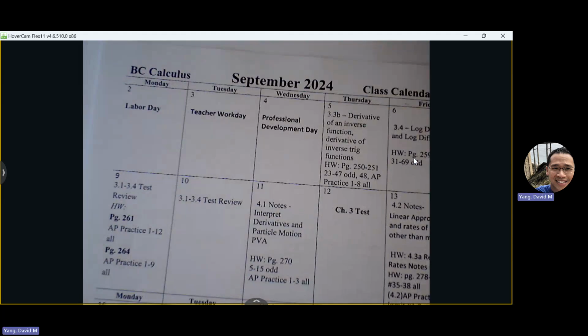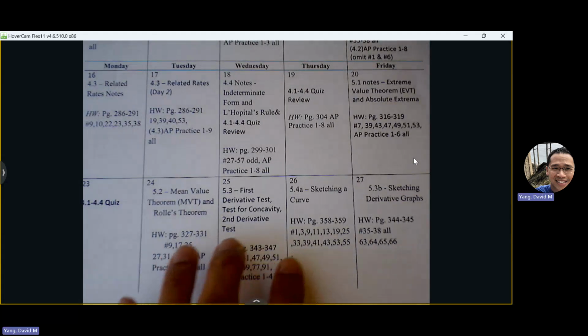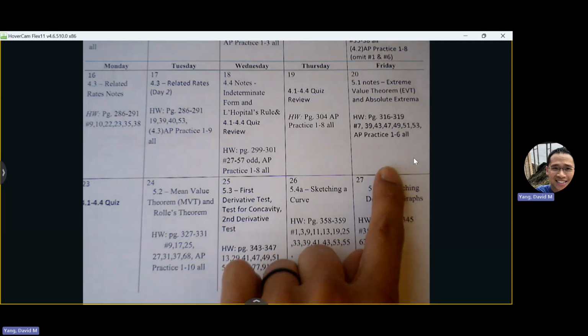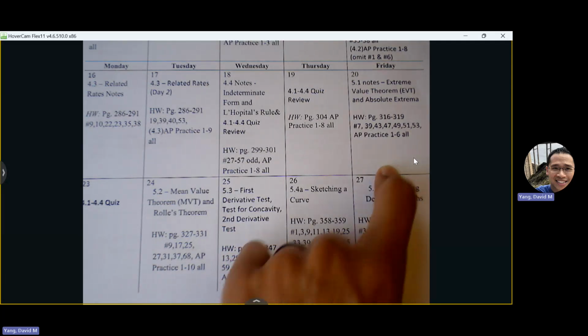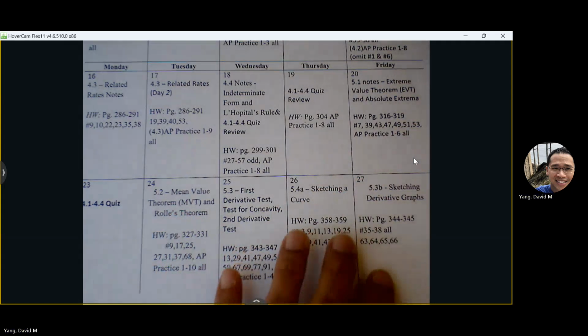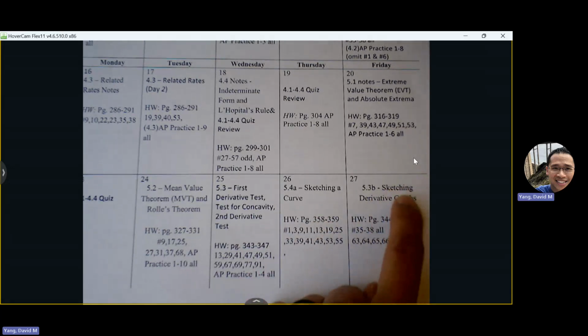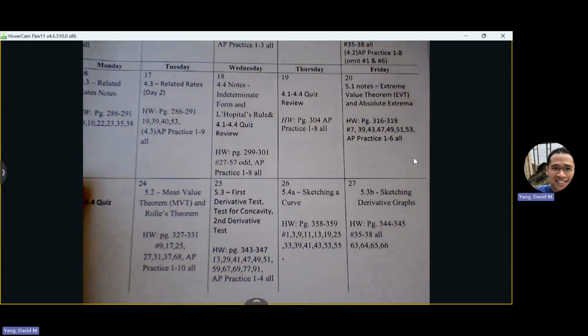So our calendar: after the quiz on Monday, we'll do the rest of the theorems that we haven't seen yet. So extreme value theorem, Rolle's theorem, mean value theorem, those are the big ones. And we're going to have to look at a derivative graph and be able to interpret it. That's a big part of the AP exam, and we want to be really comfortable with that.